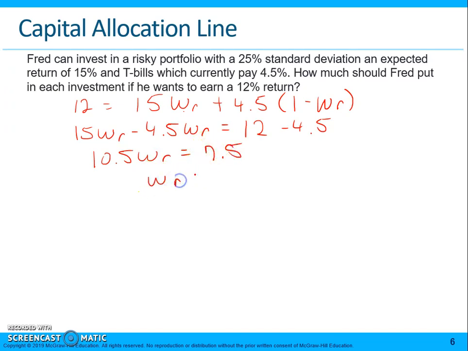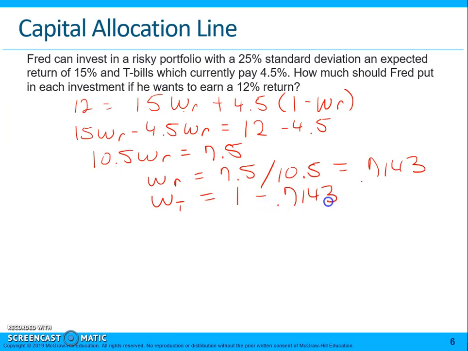So WR, or the weight in the risky portfolio, is 7.5 divided by 10.5, which is 0.7143. So the weight in T-bills, WT, is just 1 minus 0.7143, just like up here, which is 0.2857.